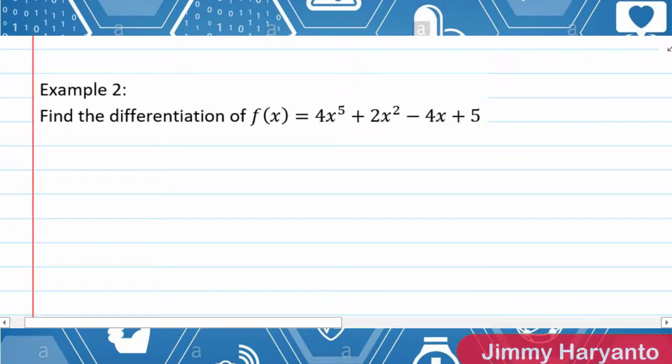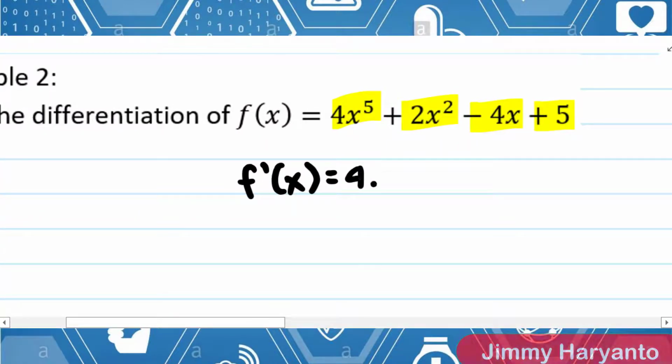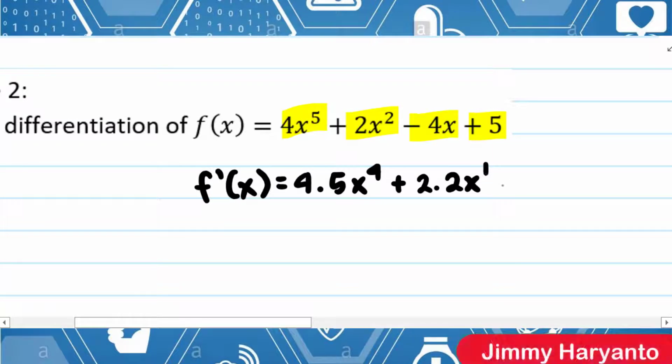Next is example 2. In example 2, we have this complicated function, but it only contains addition and subtraction. There is no multiplication, right? So we can differentiate them one by one. First is 4x to the power of 5. 4 times, move the power to the front, 5, and then minus the power by 1, so x to the power of 4. For this one, it is 2 times 2x to the power of 2 minus 1, which equals x to the power of 1. Minus 4x is a linear form, it will be 4, and the constant will be 0.